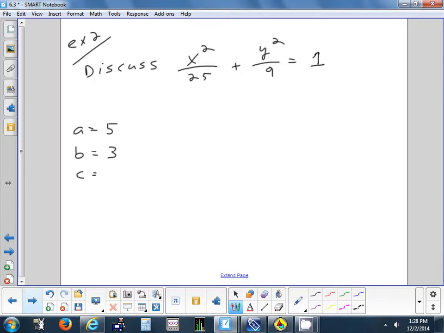Now to find the foci, we need C. But that's all I can get from the formula. So what do I do to get C? Yep. C squared equals A squared, yep, minus B squared. So C squared equals 16. So what's C? So C is 4.